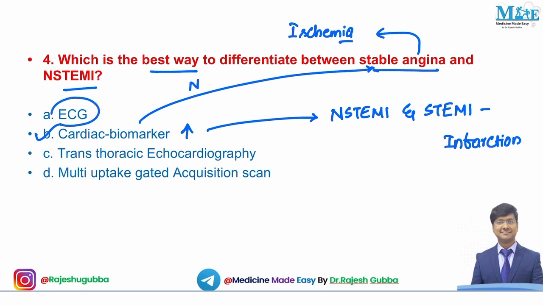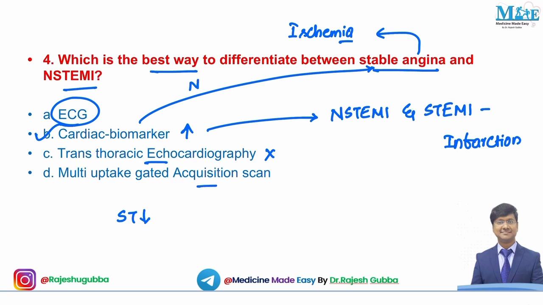And take the ECG. In both of them, there can be non-specific ST-T changes. So ST segment depression can be there even in stable angina as well as non-ST elevation MI. So based on ECG, you will not be able to differentiate stable angina from NSTEMI. And transthoracic echocardiography: in non-ST elevation MI, it is not mandatory that there should be hypokinesia. It is not a must. So even transthoracic echocardiography will not be able to differentiate stable angina from NSTEMI.